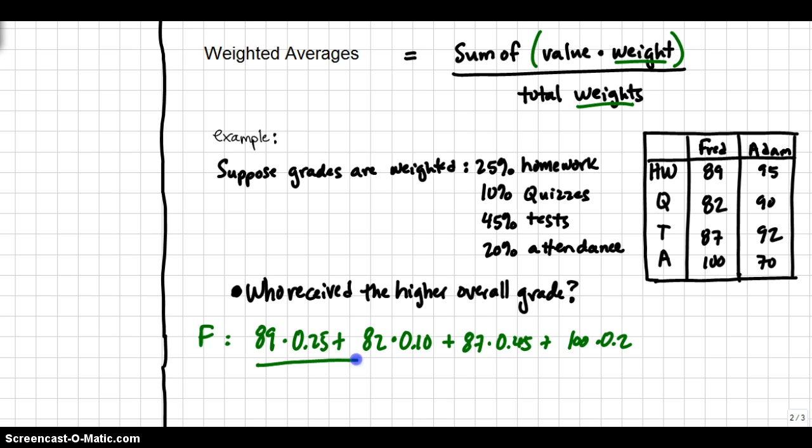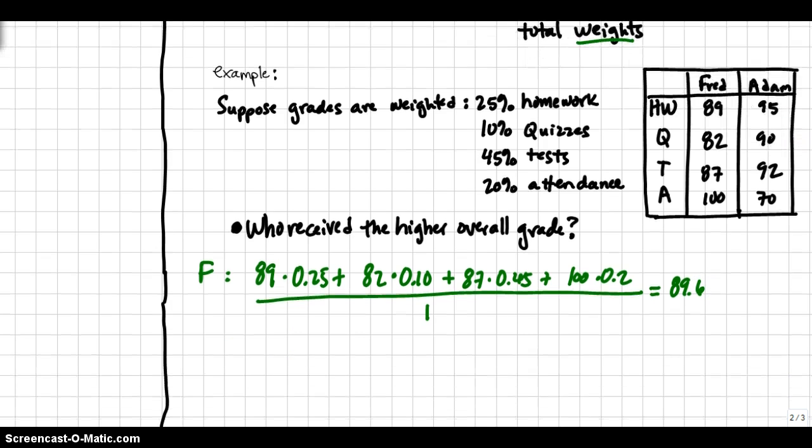Once we add and multiply all that together, next we need to figure out what we would divide by. We would divide by the total weights. So the total weights here would be 100%, or in decimal form you would say 1. So when we finish off Fred's score here, his score is 89.6. I'm going to have students take a moment right now to figure out Adam's score and to write out all of his work.